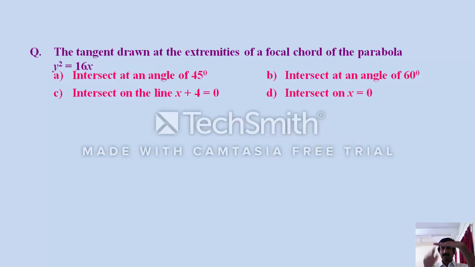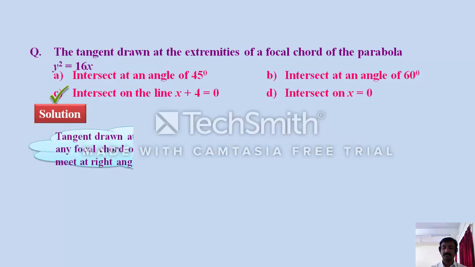Obviously x equal to 0 means y axis, it cannot happen, and 60 degree also cannot happen. There is a chance of 45 degree, and 45 degree will not happen, it may be a semi angle. So now let us see the answer. It intersects on the line x plus 4 equal to 0. See the answer, how we got.